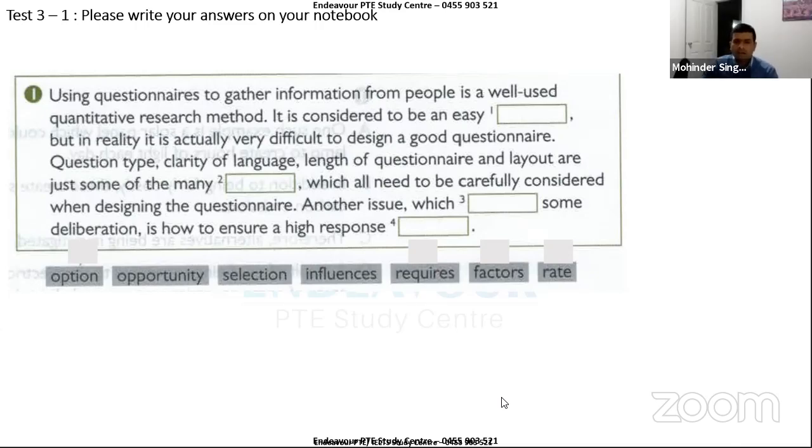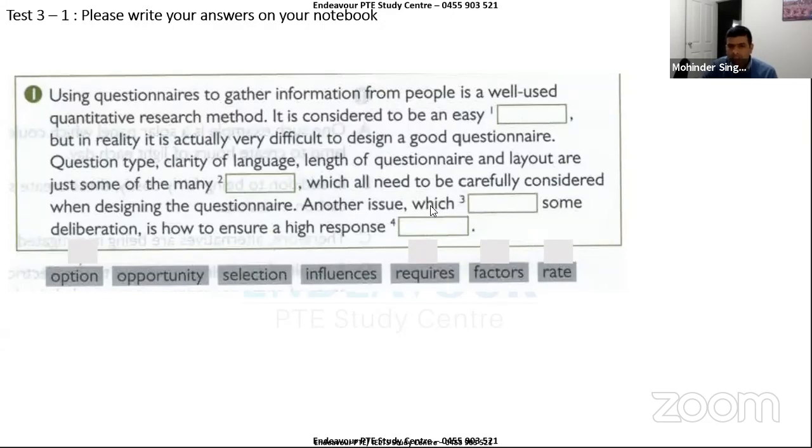Because remember, why we need requires, I'll explain it. Because here, what is plural here? No, sorry. The second one is plural, so factors. Yes. The third one, why do you need requires here? Because the blank is in the non-restrictive clause. So another issue, and that's additional information, comma, which requires some deliberation, comma.